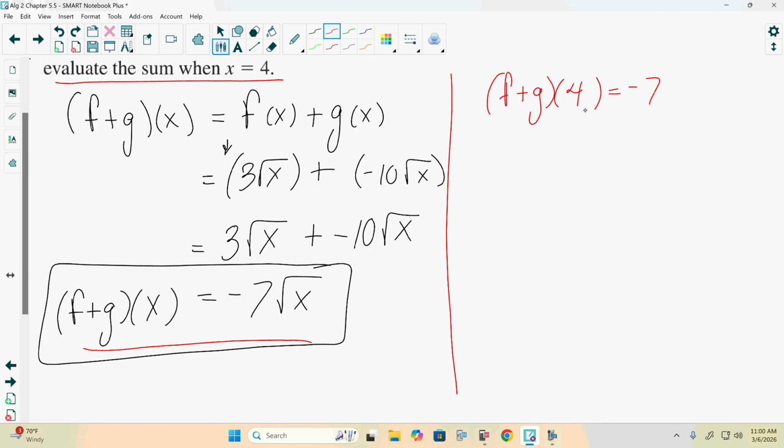Because I want to find the sum when x is 4. Well, we already figured out what the equation is when we find f plus g of x. That equation is negative 7 square roots of x. And we want to figure out what its value is when x is what? 4. So what we're going to do is replace the x in this equation with what? 4.